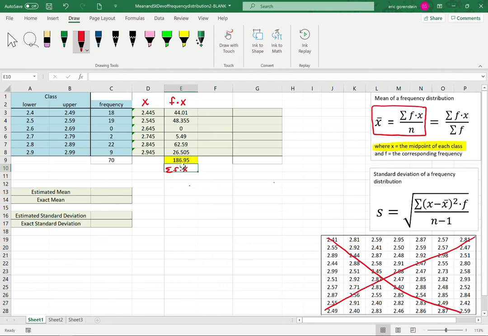So that 186.95 is the numerator of this fraction. That's the sum of f times x. And now for the final answer over here in estimated mean, I'm just going to take that number and divide it by n. Okay, so equal the sum of f times x divided by n, which is the 70. And there's our estimated mean.